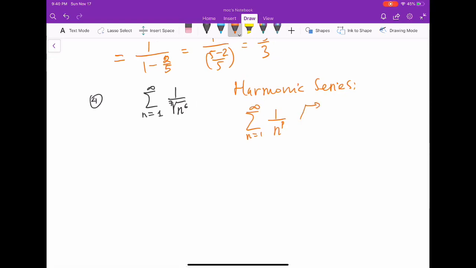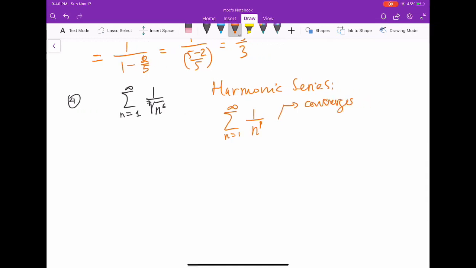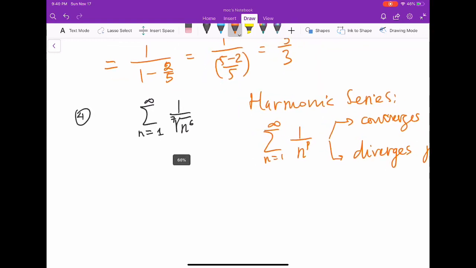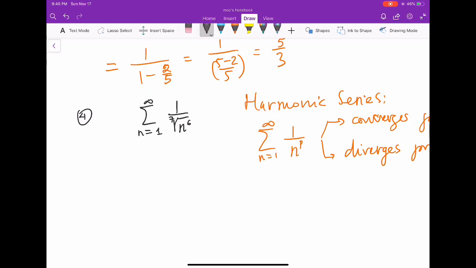And we know that this series converges for p greater than 1, and diverges for p less than or equal to 1. Okay, so our series right here looks like a harmonic series. So how to see that? I will rewrite the 7th root of n to the 6th as just the sum from n equals 1 to infinity of 1 over n to the 6/7. So you pay attention to this, please. The power in this case is 6/7, so p is equal to 6/7.